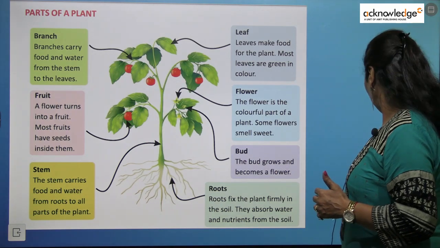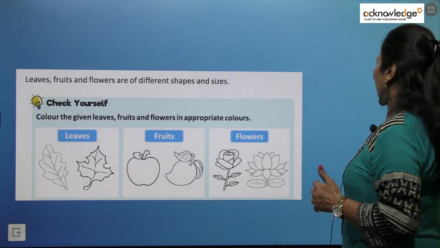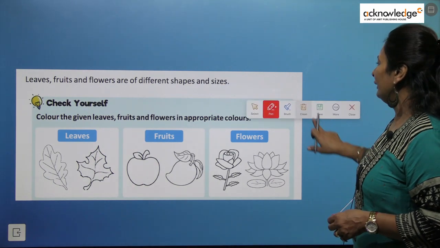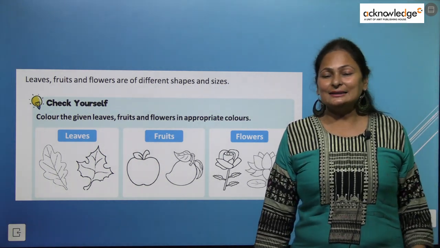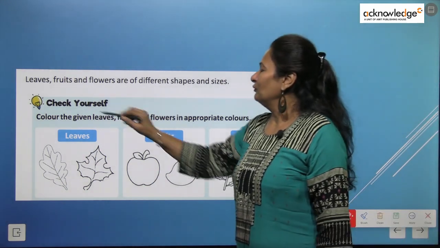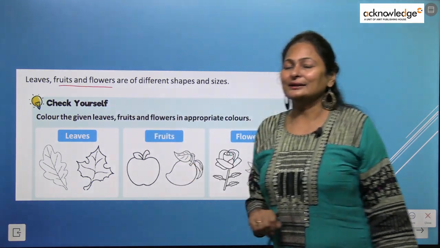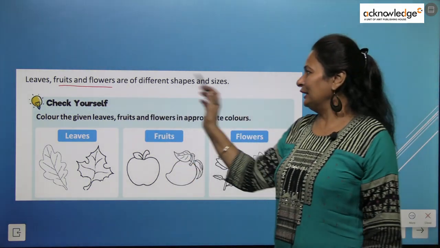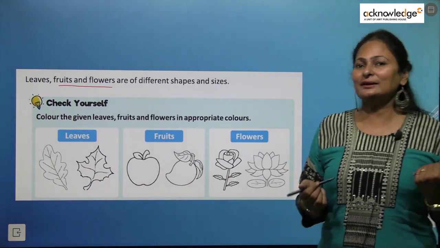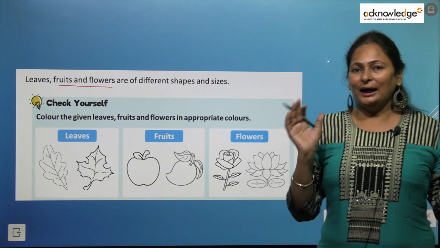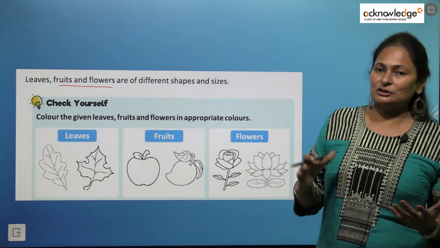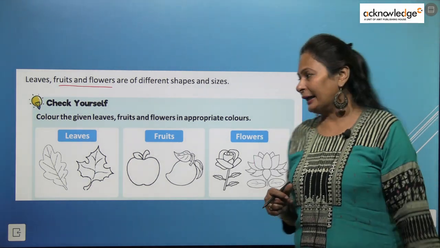So, let's move on. Leaves, fruits and flowers are of different shapes and sizes and in different colors too. So the leaves, fruits and flowers are of different sizes, shapes and colors. Like all the plants have different kinds of leaves. Some have big leaves, some have small, some have tiny leaves, right?